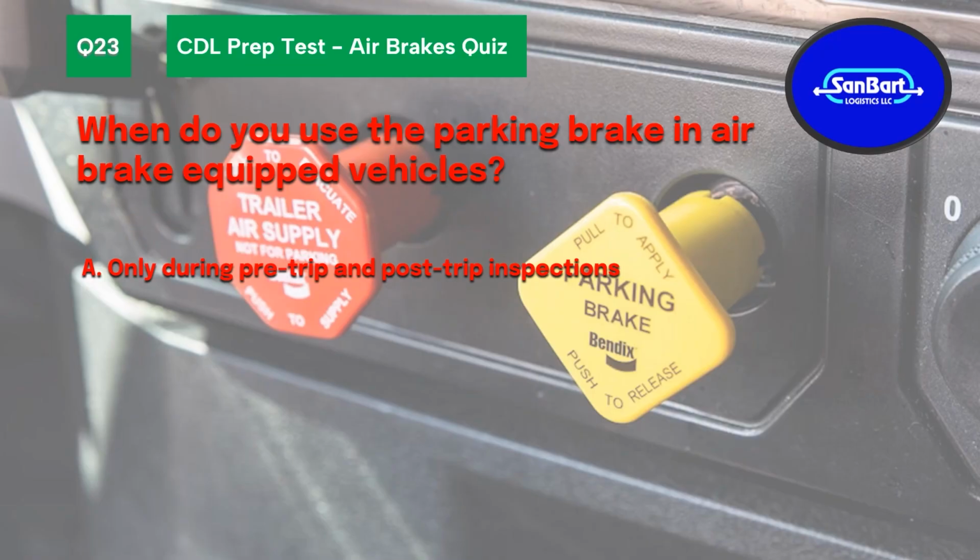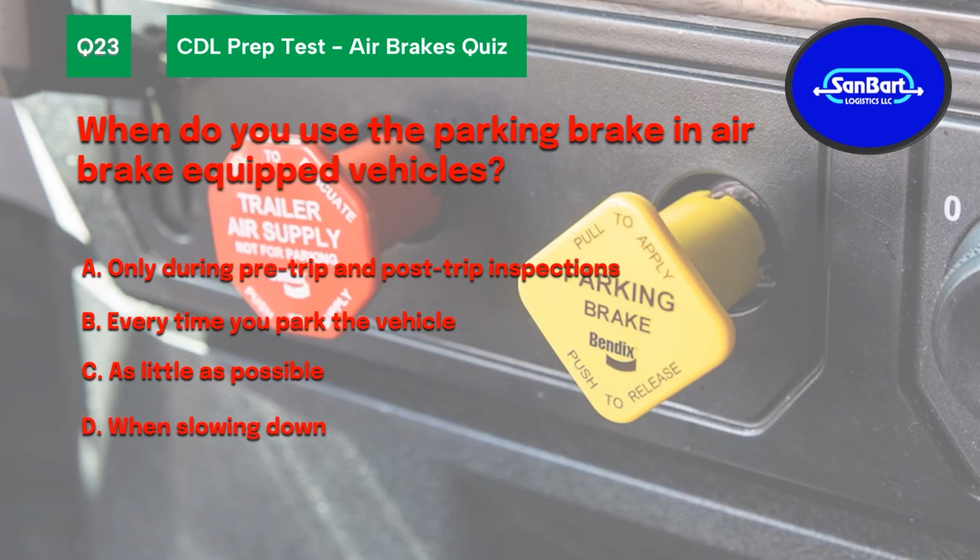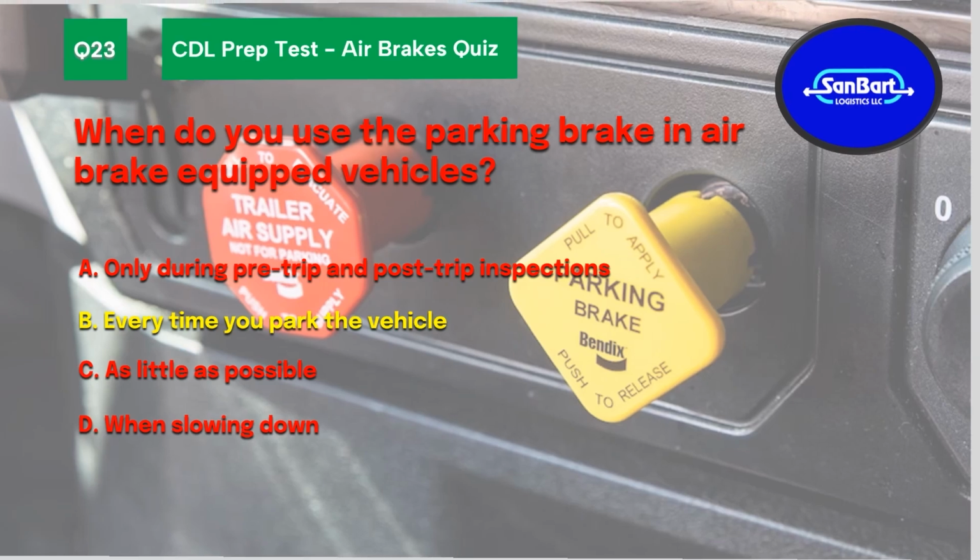Question 23. When do you use the parking brake in air brake equipped vehicles? A. Only during pre-trip and post-trip inspections. B. Every time you park the vehicle. C. As little as possible. D. When slowing down. The correct answer is B. Every time you park the vehicle.